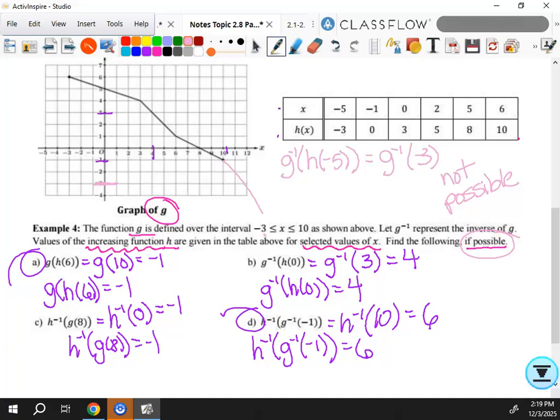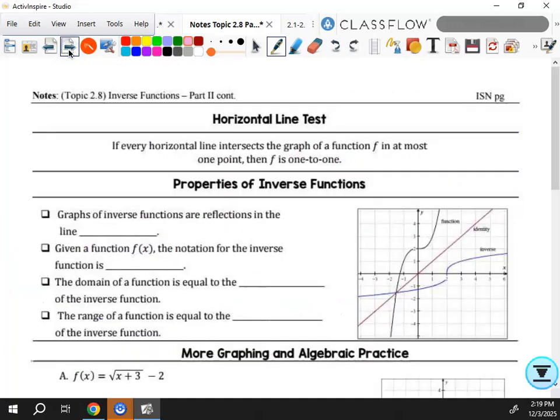Alrighty. Grab your next sheet of paper. This is also going on page 58. Here's where I put the definition of the horizontal line test. I kind of showed you what it is, but I do want to talk about one more little thing. It says, if every horizontal line intersects the graph of a function f at most 1 point, then f is 1 to 1.